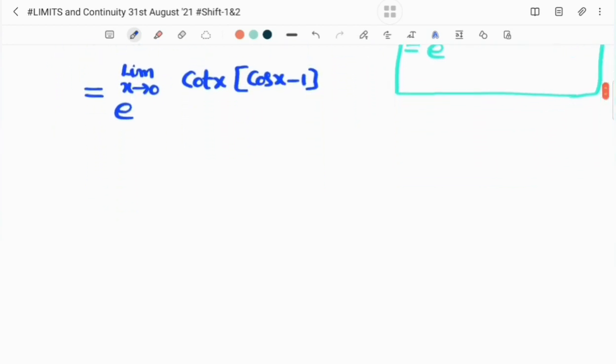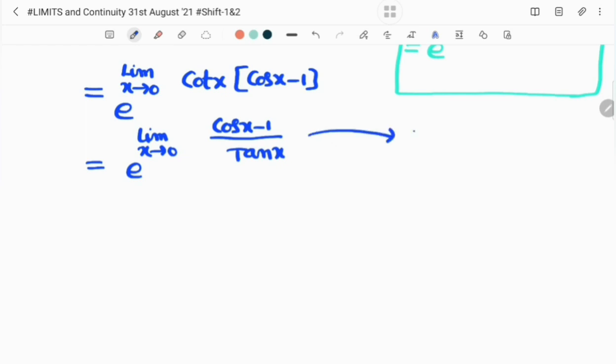So cot x can be written as 1 by tan x, e power limit x tends to 0 of (cos x minus 1) divided by tan x. Again, if you substitute x equal to 0, you will get 0 by 0 form. So whenever there is 0 by 0 form in the exponent, again we have to apply L'Hospital rule.